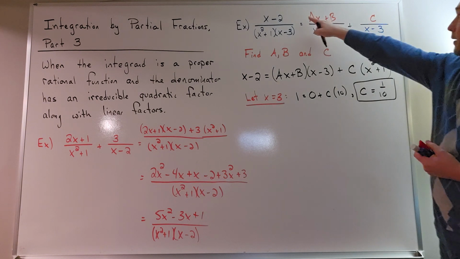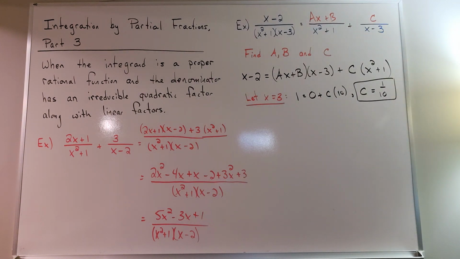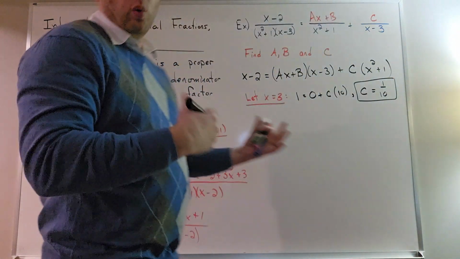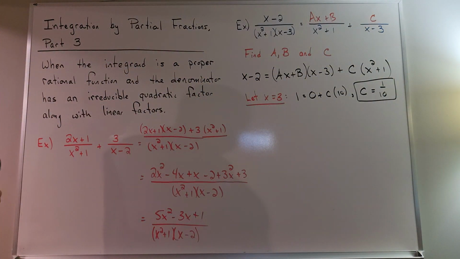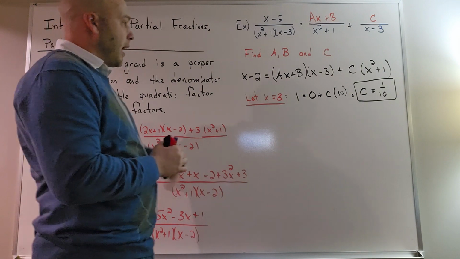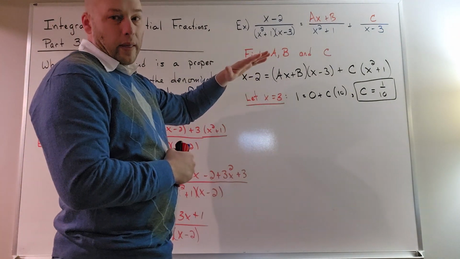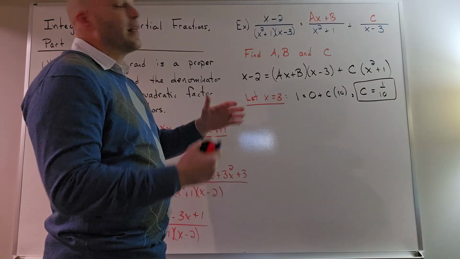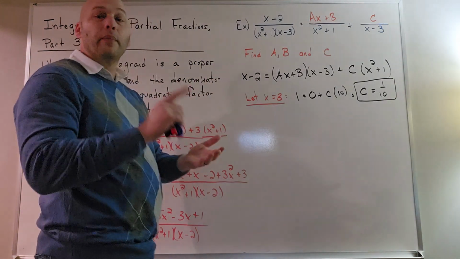Now, how do I find a and b? There's two different ways I can go about this, and I'm only going to do one of the two ways. I'll talk through the way that I'm not going to do, just to give you an alternative. But let me do that first. Let me talk through the way that I'm not going to do it.